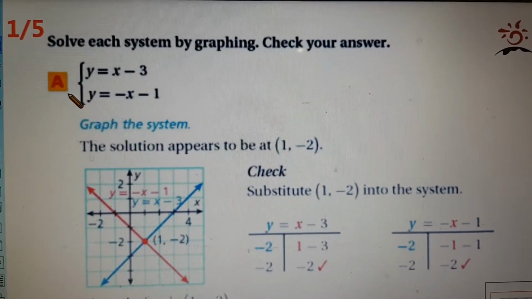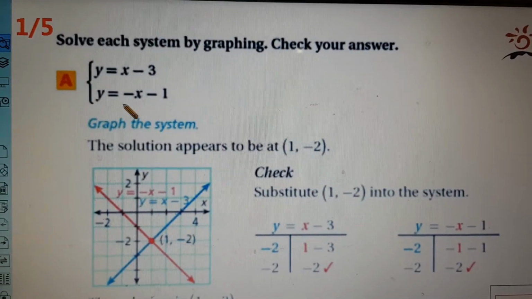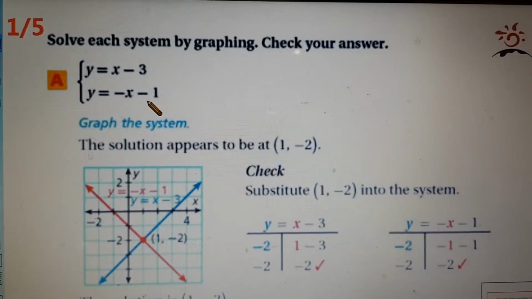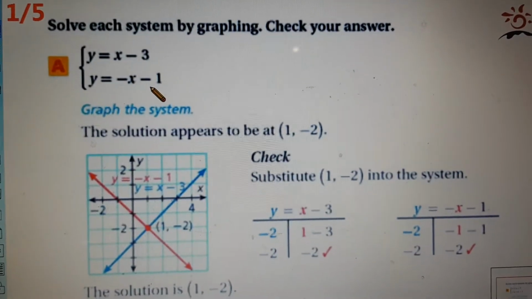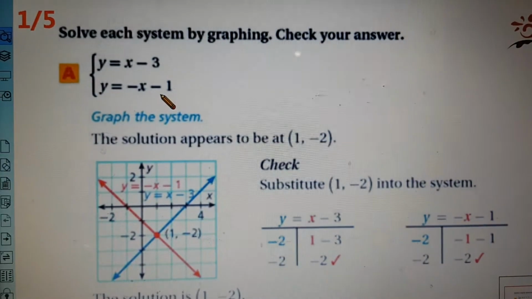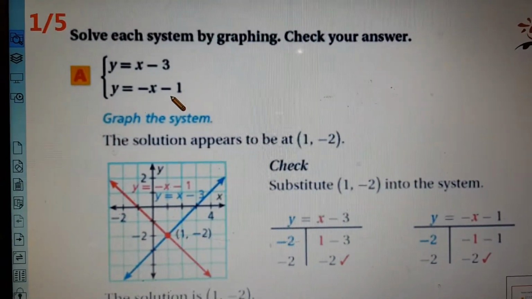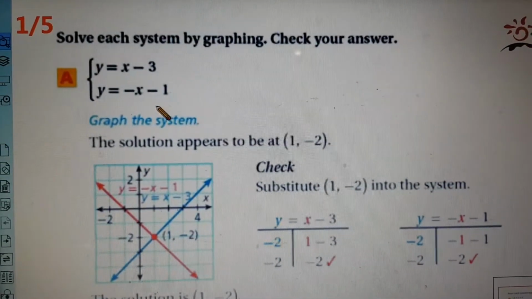We have here y equal x minus 3 and y equal negative x minus 1. Step number 1, you have to isolate y, keep y alone, put it in slope intercept form, y equal mx plus b. Then you can graph each equation. How can you graph it?